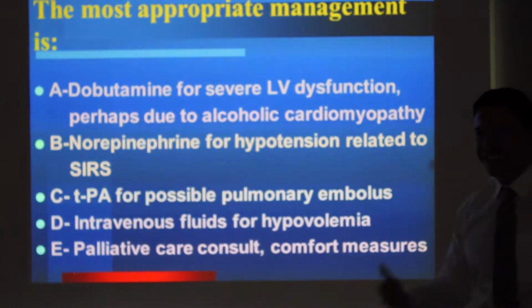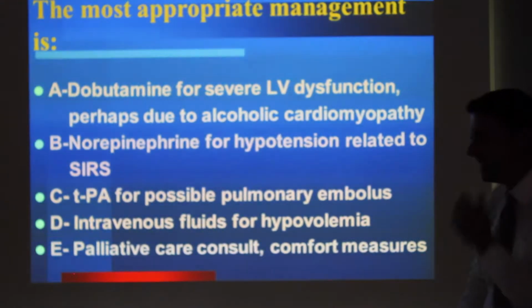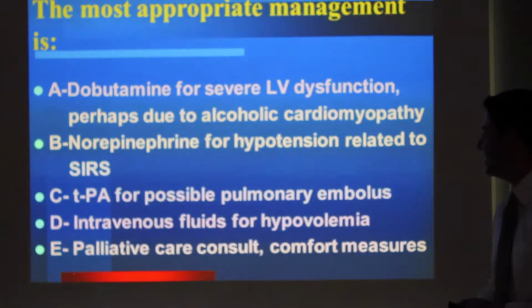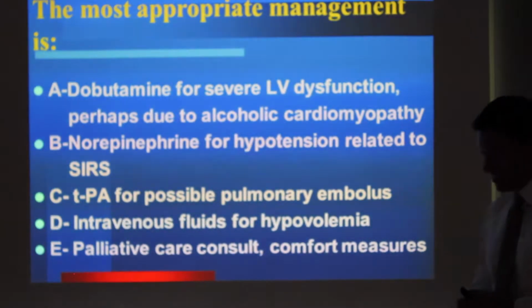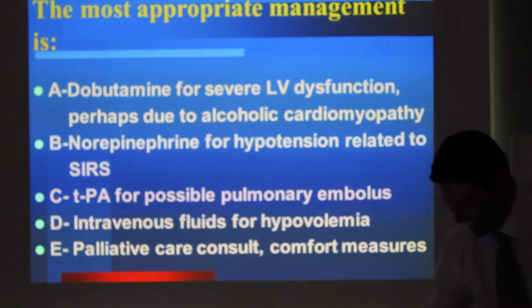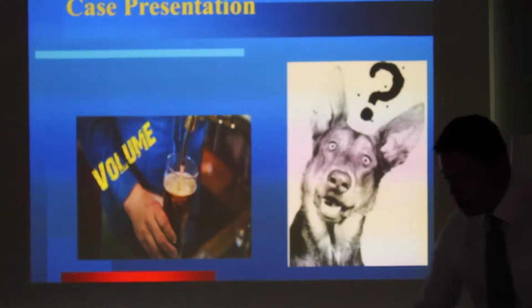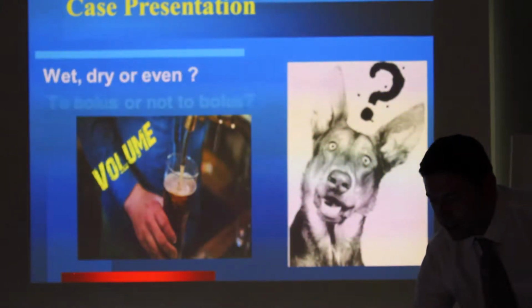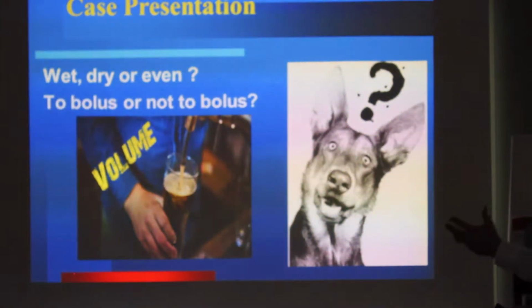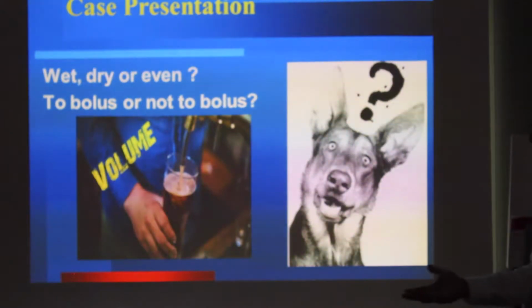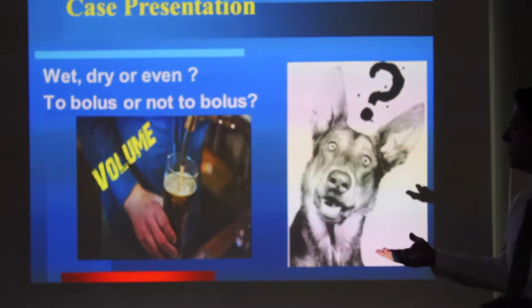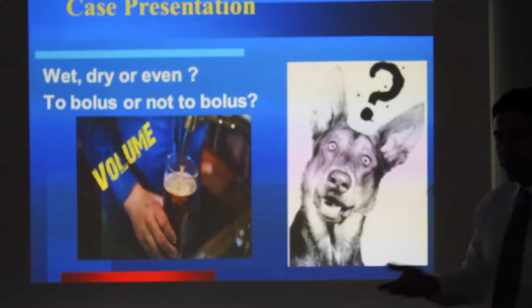I'm giving you options here. How about putting in an A-line? Okay, you got one. You got an A-line. How about we do some measurement? So the question here is, and most of you got this, is he wet? Is he dry? Or even a bolus, not too much bolus here. So we need to assess the volume, right?